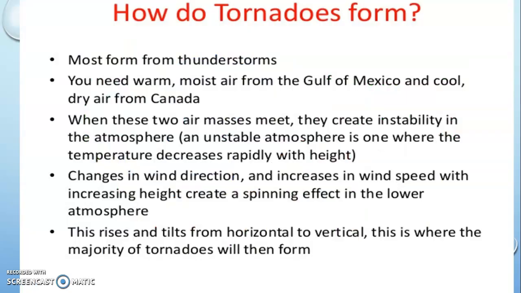Most form from thunderstorms. You need warm, moist air from the Gulf of Mexico and cool, dry air from Canada. And when these two air masses meet, as I said, they create instability in the atmosphere. So I got the definition for instability because remember that's also what you need for thunderstorms. Changes in wind direction and increases in wind speed with increasing height create a spinning effect in the lower atmosphere. And as this rises and tilts from horizontal to vertical, that's when you get your tornado.